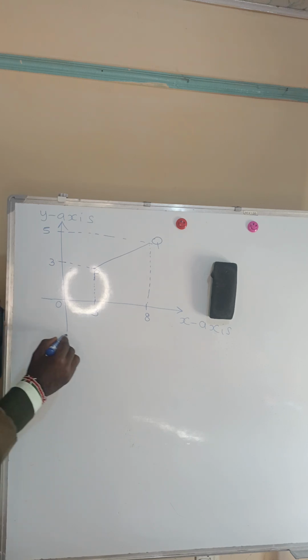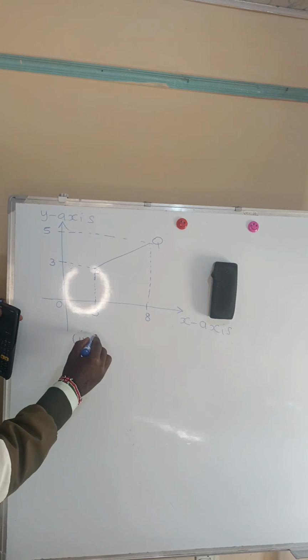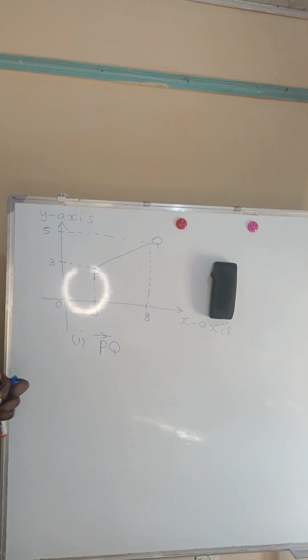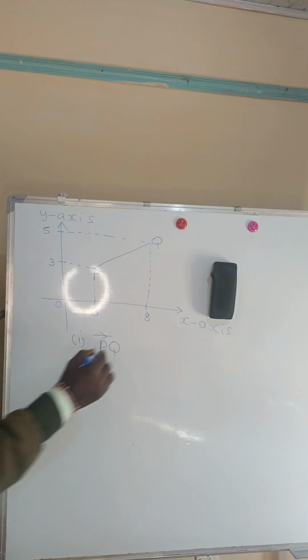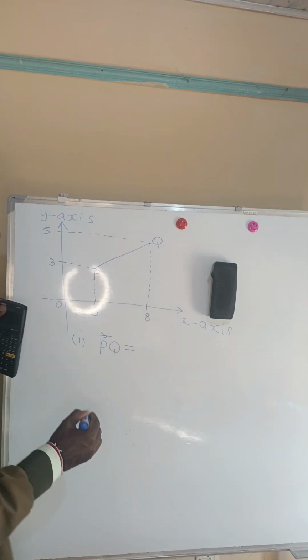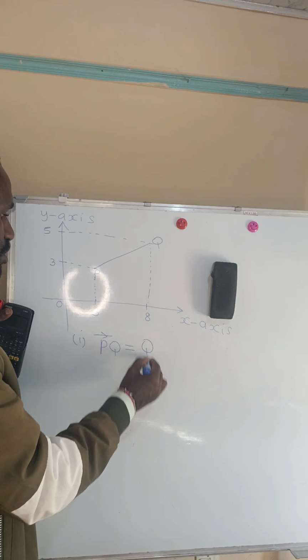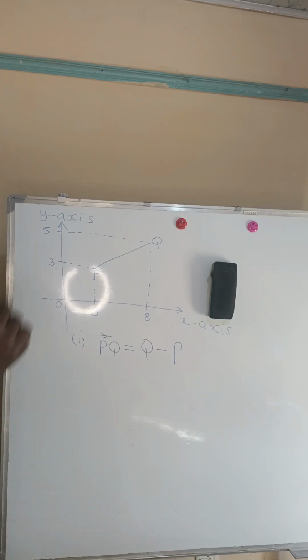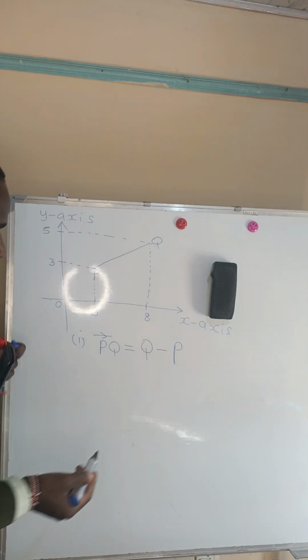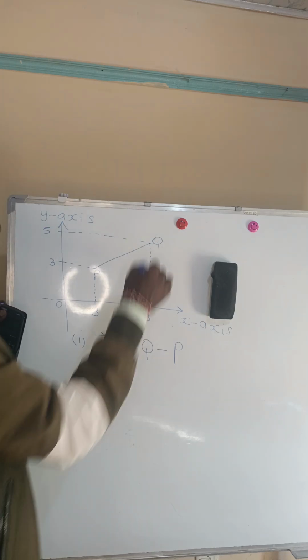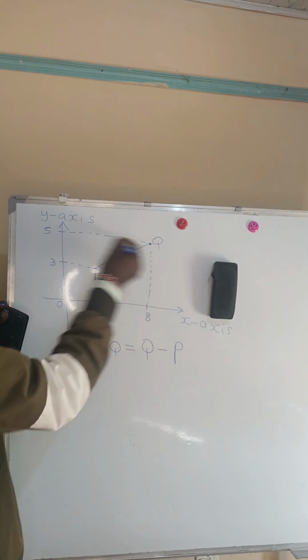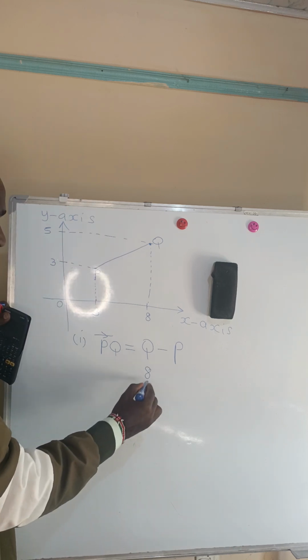So the first question was asking us to get vector PQ. If someone tells you to get vector PQ, please just say vector PQ is obtained by taking Q minus P. The opposite cannot give you vector PQ. So I have to consider moving from point P to Q, and for me to get that vector PQ, I just take Q minus P. So what is Q in terms of the coordinate at that point? X is 8 and y is 5. I'll write it as a column vector.